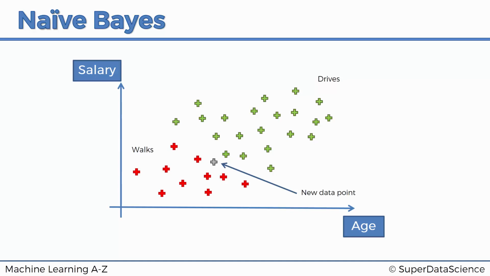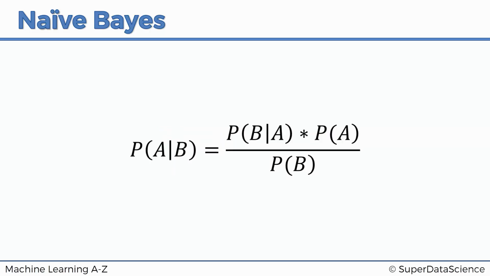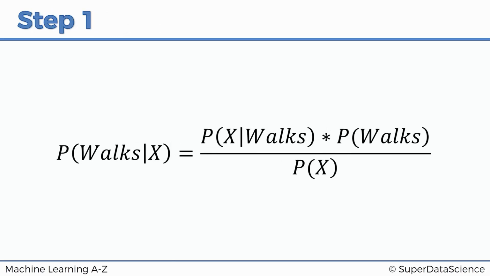All right, so how are we going to approach this? We need a plan of attack. It is going to be quite a complex approach, but at the same time, we're going to break it down into steps and it'll all make sense. It'll be very easy to understand. So our plan of attack: we're going to take the Bayes theorem and we're going to apply it twice. The first time, we're going to apply it to find out what is the probability that this person walks given his features. And X over here represents the features of that data point.